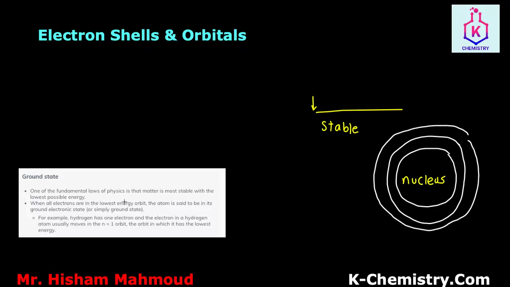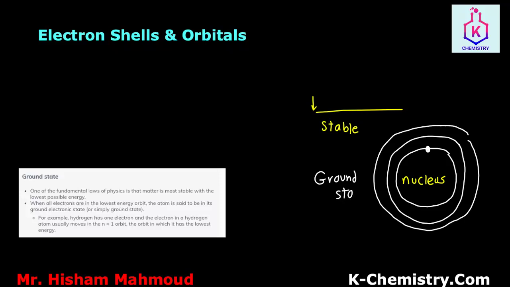When all electrons are in the lowest energy level or energy orbit, which means that it is very close to the nucleus, the atom is said to be in its ground electronic state or the ground state. This means that there is no lower place where the electron can go to. It's not up here in a higher energy level, it's in its lower state. So we call this the ground state.